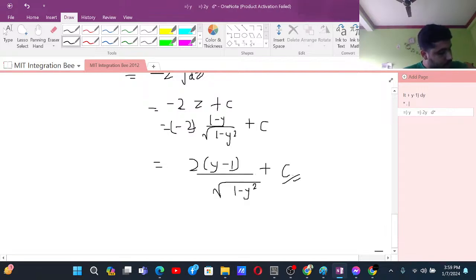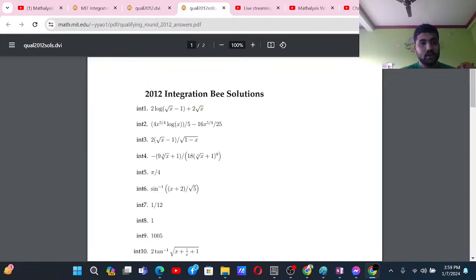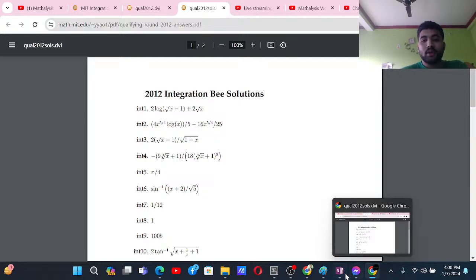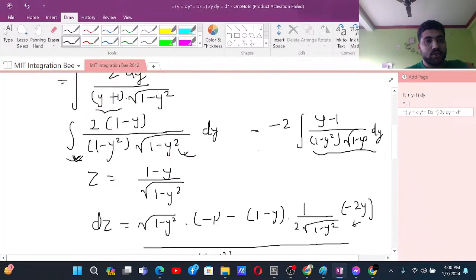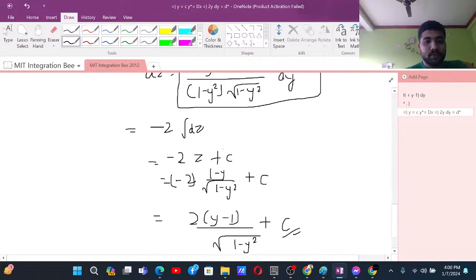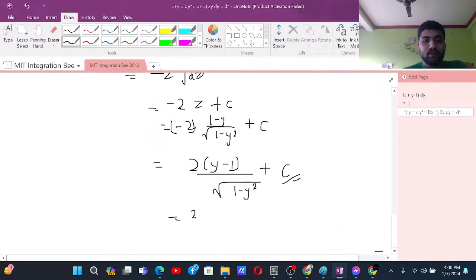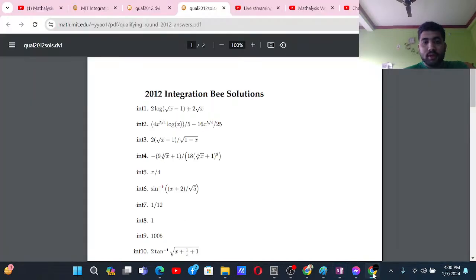So is that the answer? Yeah, I guess that's the answer. Let's check it from the website itself. Now we can substitute y as root x. Now y is actually root x. So if we substitute that, we'll have 2 times root x minus 1 by root under 1 minus x plus c. So that's the answer. Now we can check the website. That's the answer.